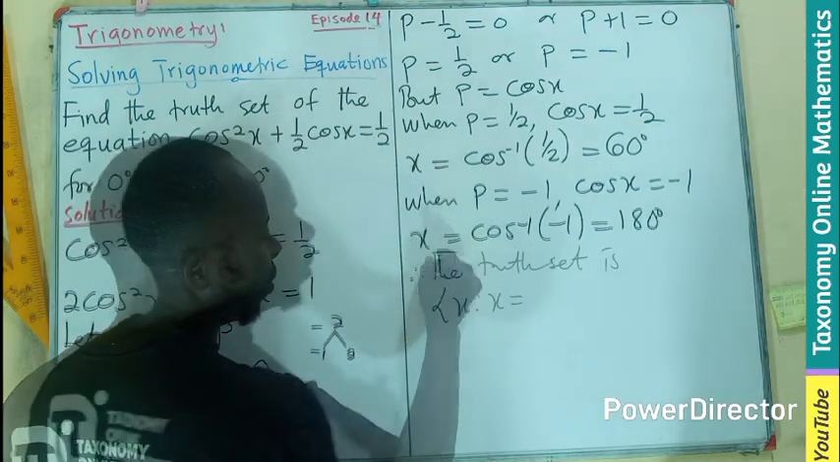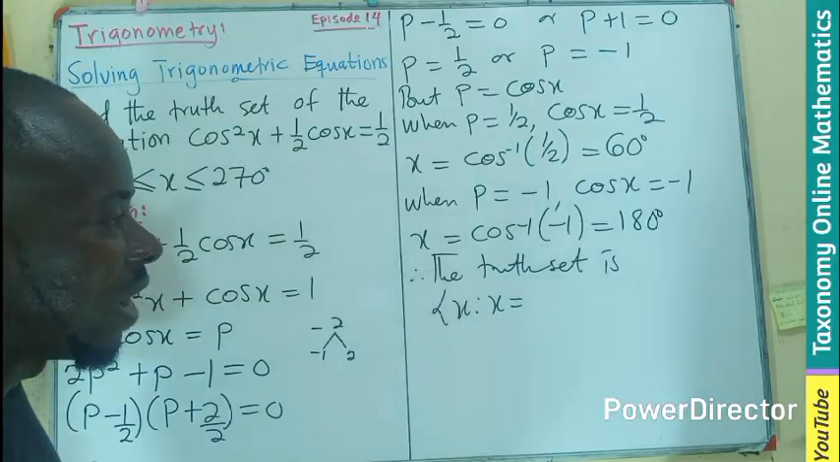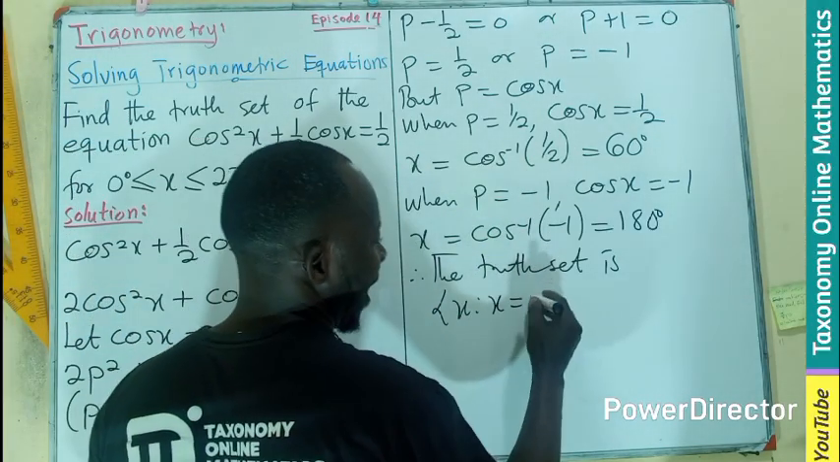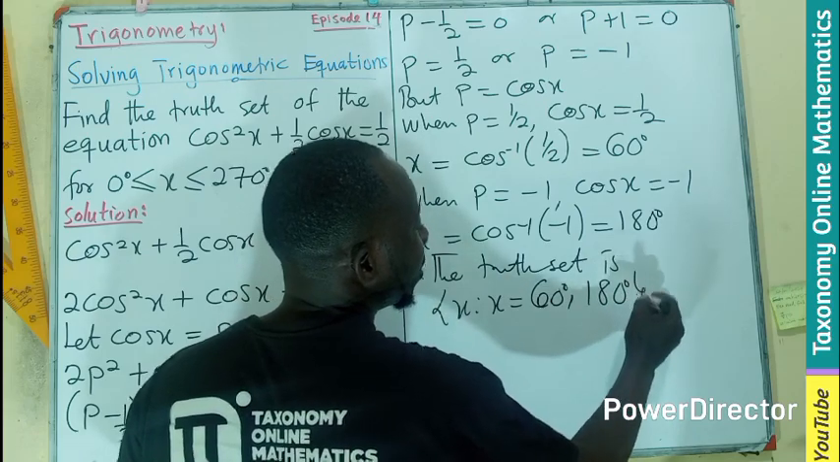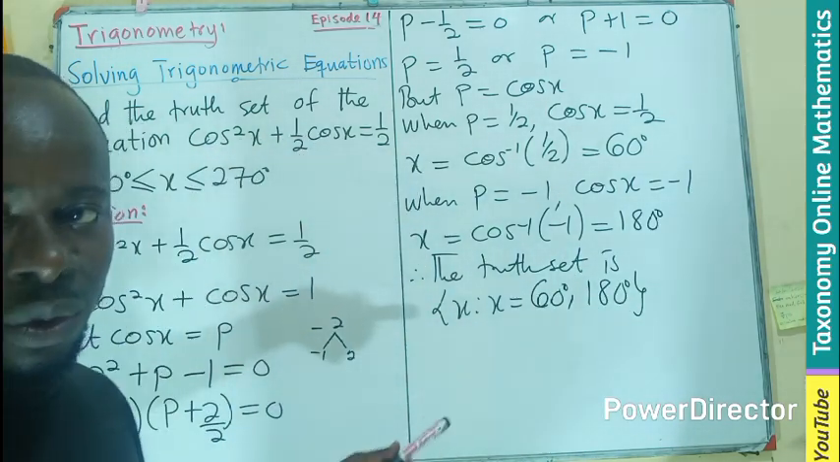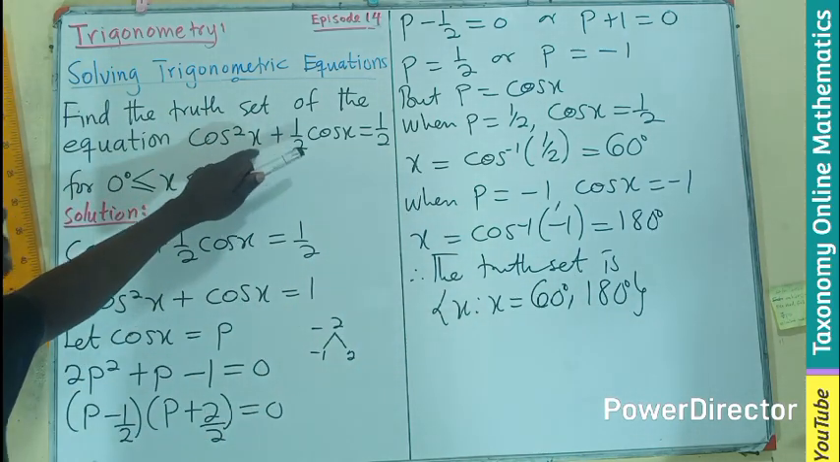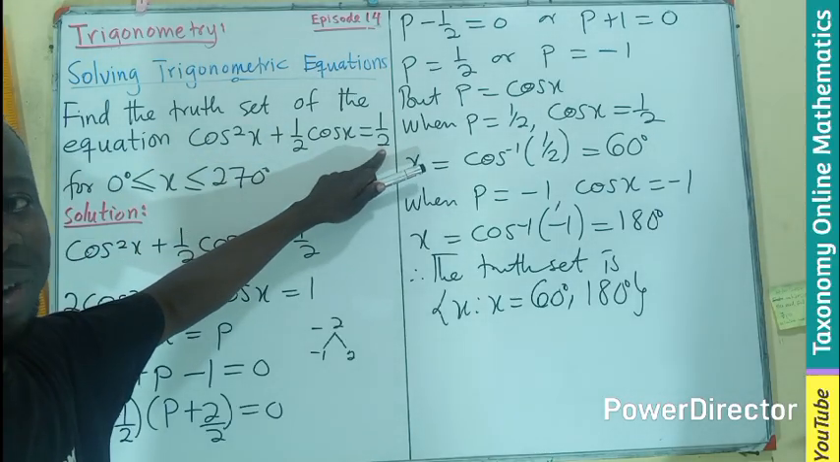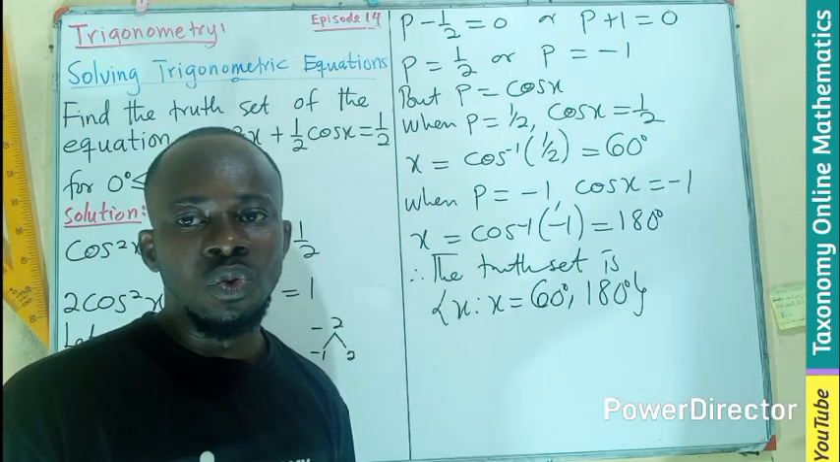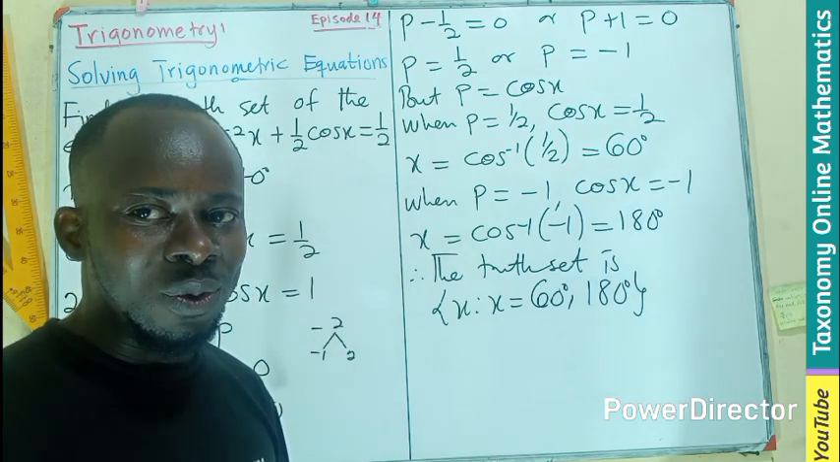So therefore, the truth set is going to be the set of x such that x is either 60 degrees and what? 180 degrees. So these are the values that x can take, that if you put in here, will make the left hand side equal to 1/2: 60 and 180. I guess you get the concept.